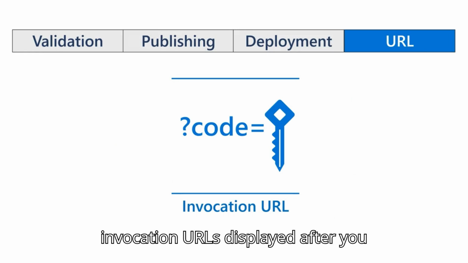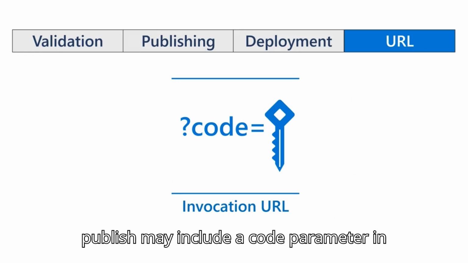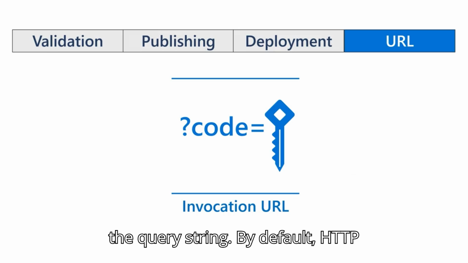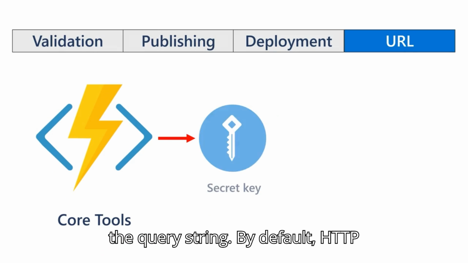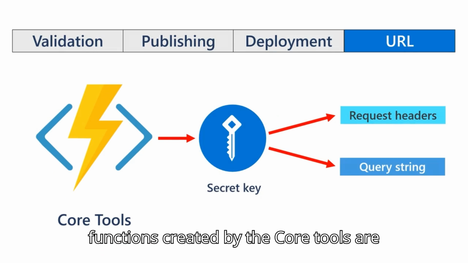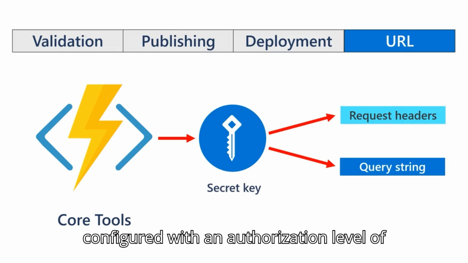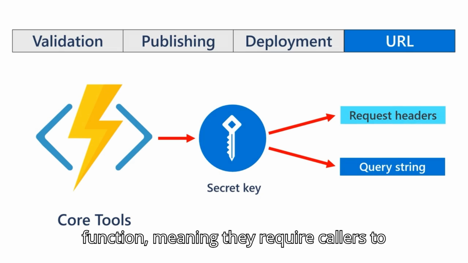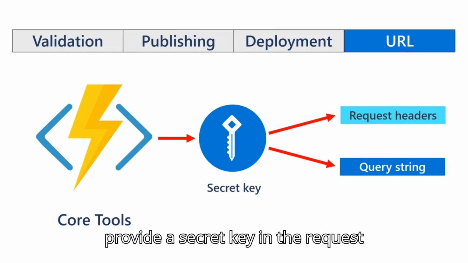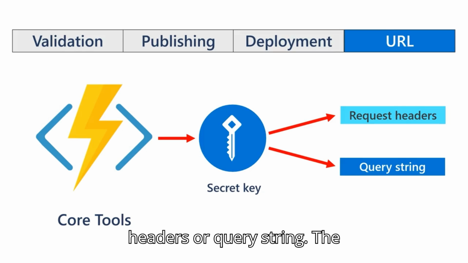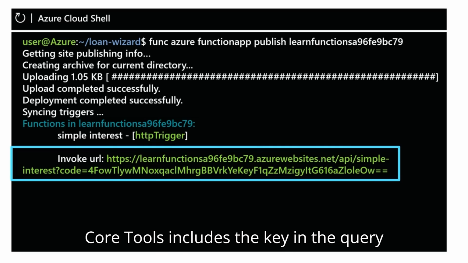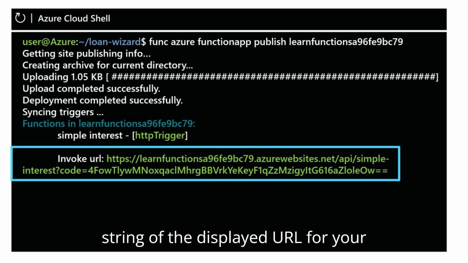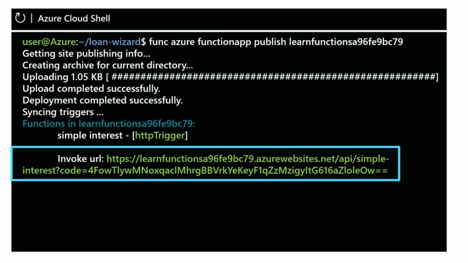The invocation URLs displayed after you publish may include a code parameter in the query string. By default, HTTP functions created by the core tools are configured with an authorization level of function, meaning they require callers to provide a secret key in the request headers or query string. The core tools include the key in the query string of the displayed URL for your convenience.